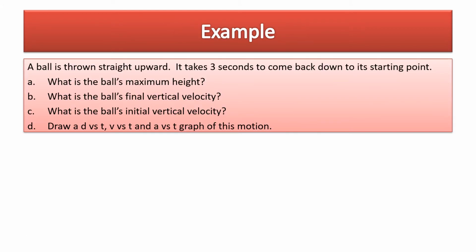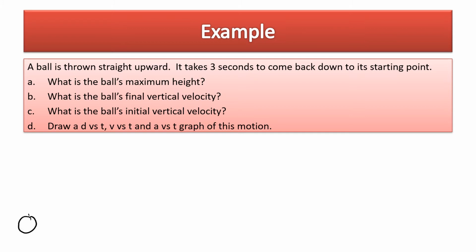All right, so let's see what this looks like in action. It says a ball is thrown straight upward. It takes 3 seconds to come back down to its starting point. What is the ball's maximum height, the final vertical velocity, the initial vertical velocity, and then we'll draw some graphs for this motion. So in physics, it helps to really draw a picture when doing this.